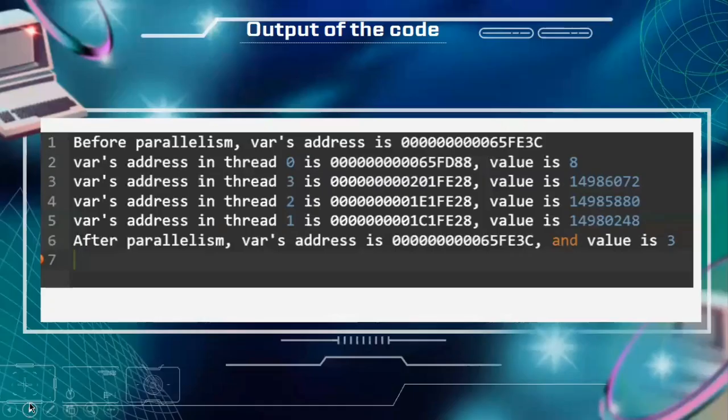When we finish all the tasks, we look at var again. Even though it started at 100, it now has the value from the last task that finished, which in our output shows as 3. So lastprivate is like a relay race, where the last runner passes the baton back to the first one.